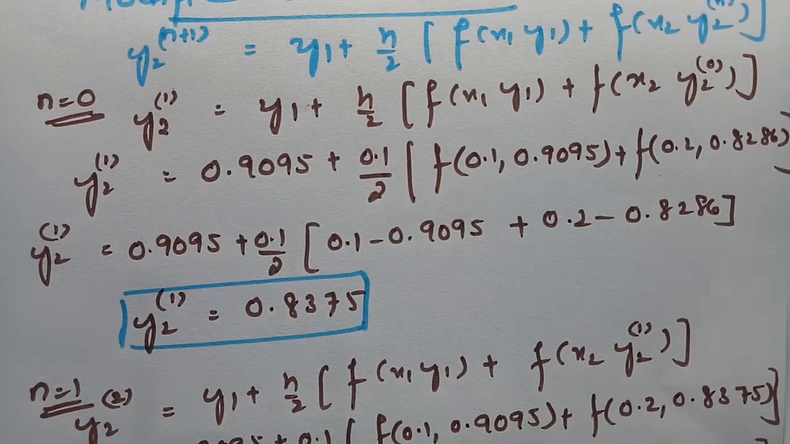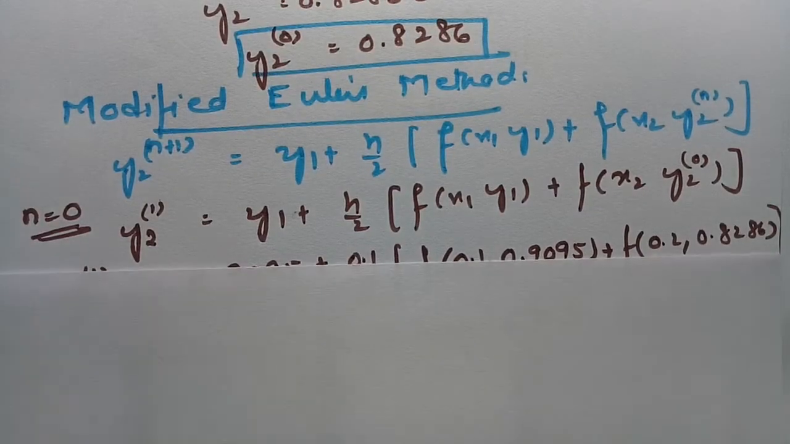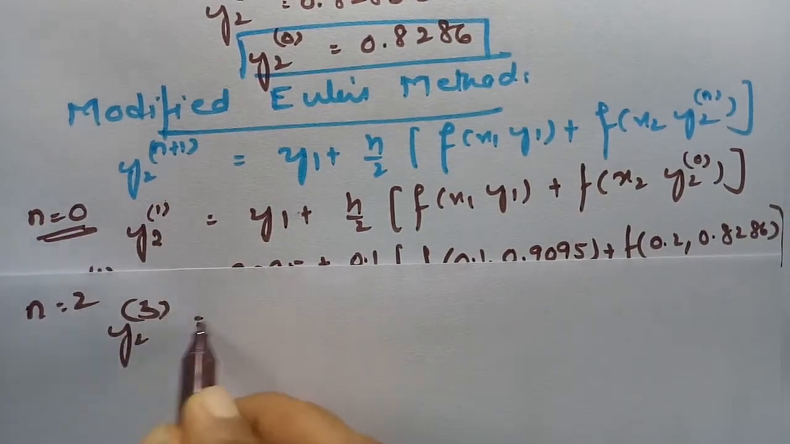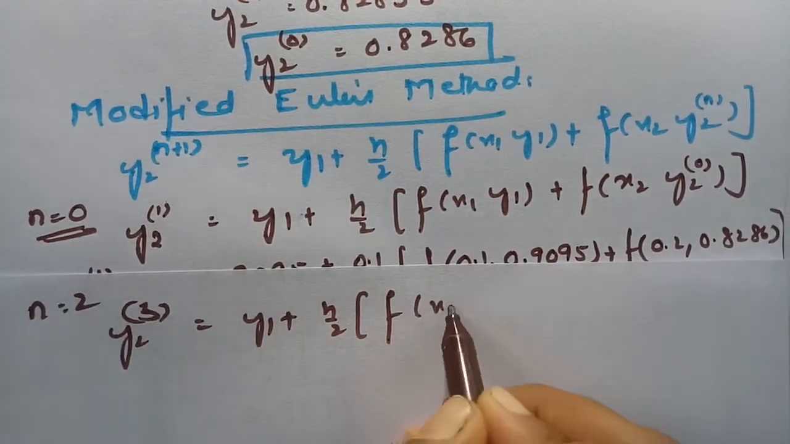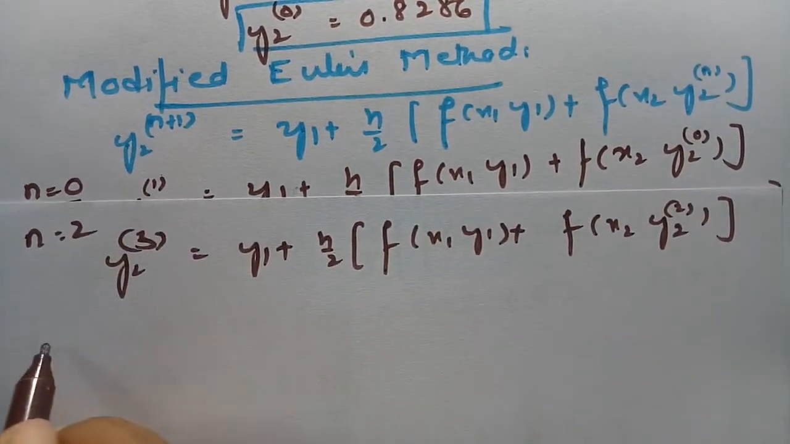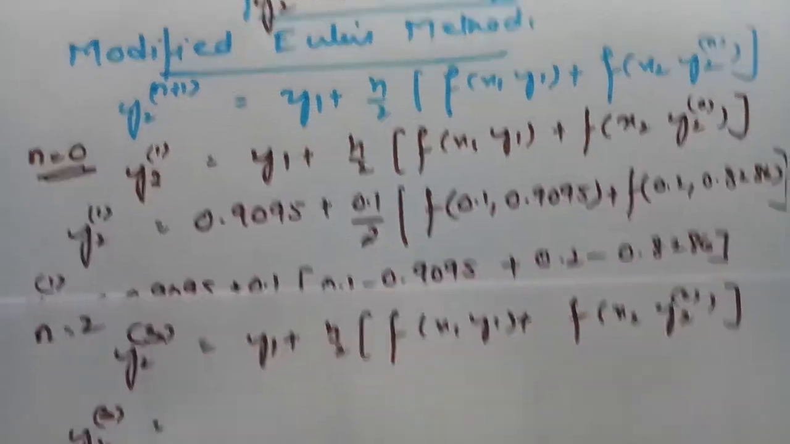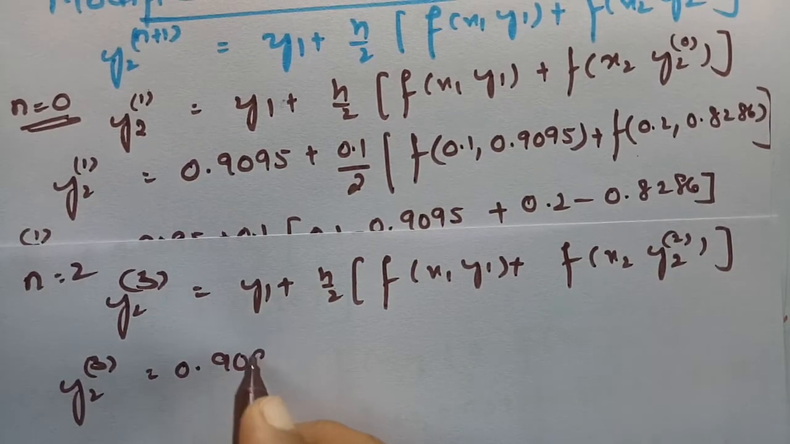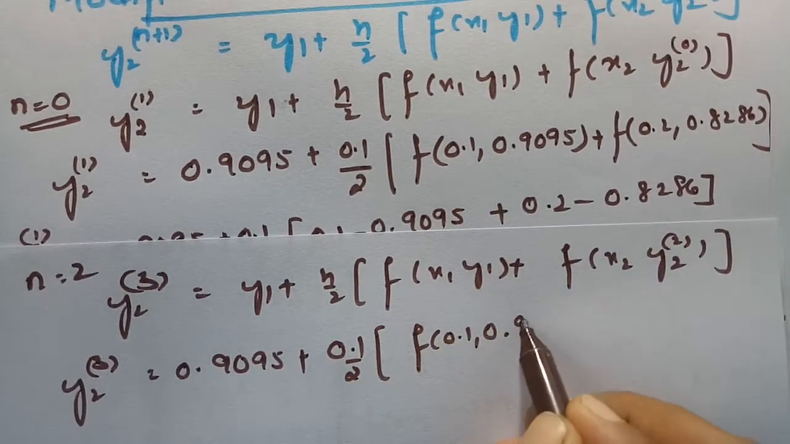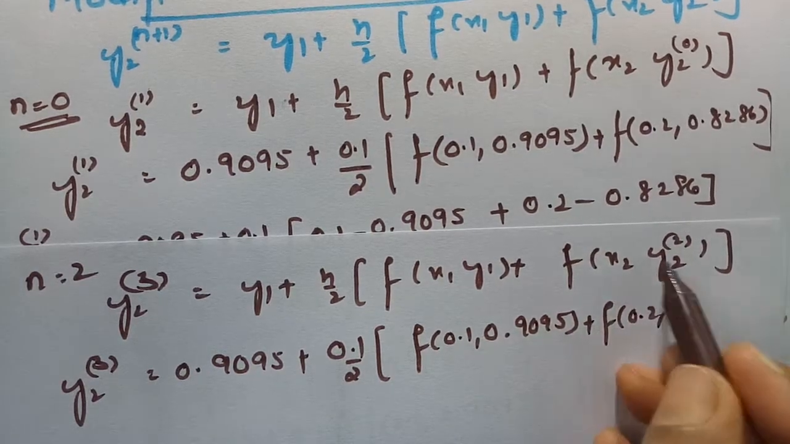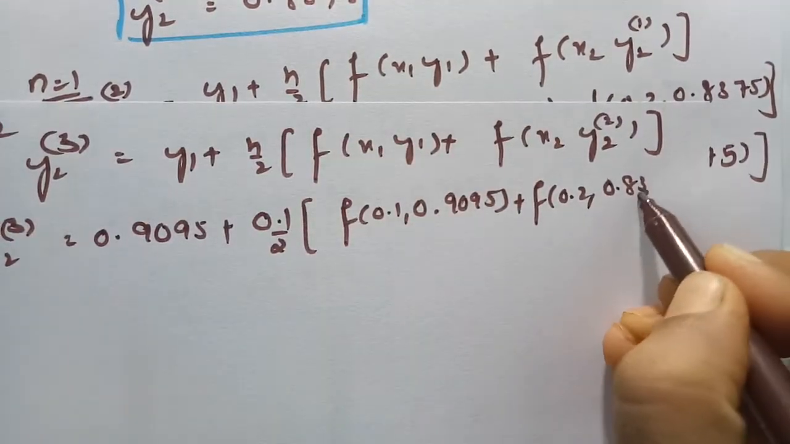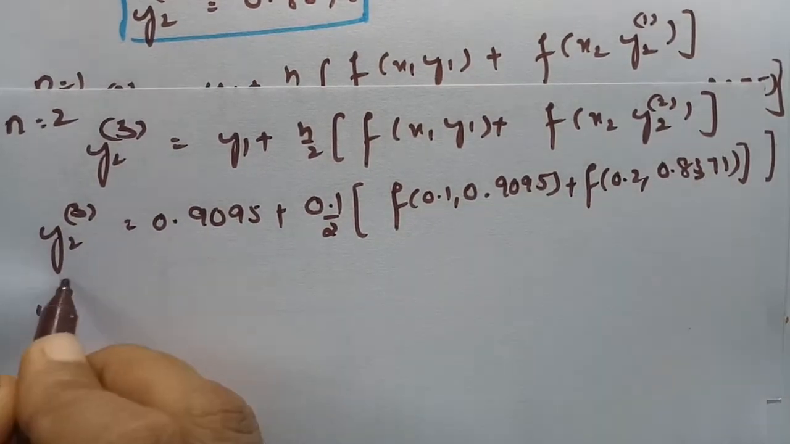So if I keep n equal to 2 in this formula and see what will happen. If I keep n equal to 2, 2 plus 1, this is 3. The third approximated value is equal to, this is y1, and again h by 2 of f of x1, y1 plus f of x2 into y2 of the second approximation. So if I substitute all the values here, what is y1? All the values are ready here, that is 0.9095, and same all the values, plus 0.1 by 2 and f of 0.1 comma 0.9095 plus f of 0.2, and the latest value here is 0.8371.